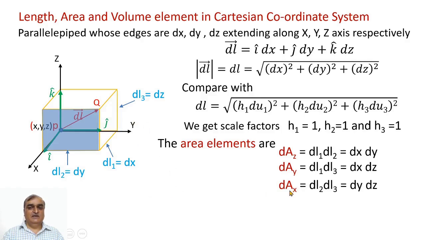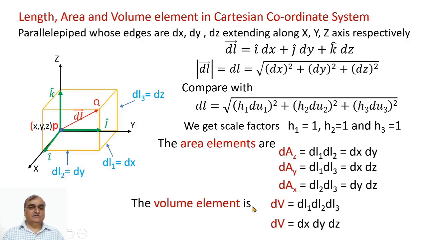Then the third area element dAx is along x-axis, the area perpendicular to x-axis, having edges dl2 and dl3, dy and dz. Therefore, dAx is equal to dl2 into dl3, which is dy into dz. In vector form, we multiply by i cap, because unit vector i is normal to this area. These are the three area elements in Cartesian coordinate system.